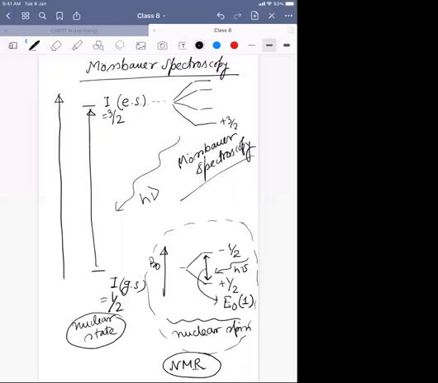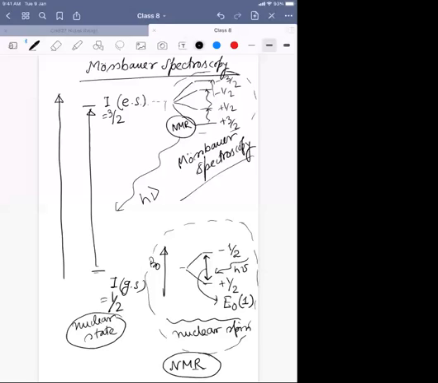Plus 3/2, plus half, minus half, minus 3/2. And over there, you can also see changes. Okay. And that will be only NMR over there also. So over there, you can see that NMR is connected only to the same nuclear state.